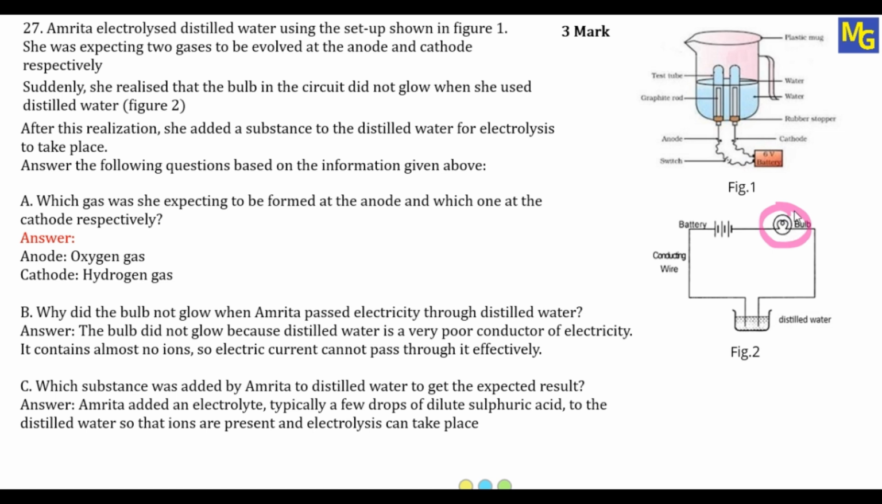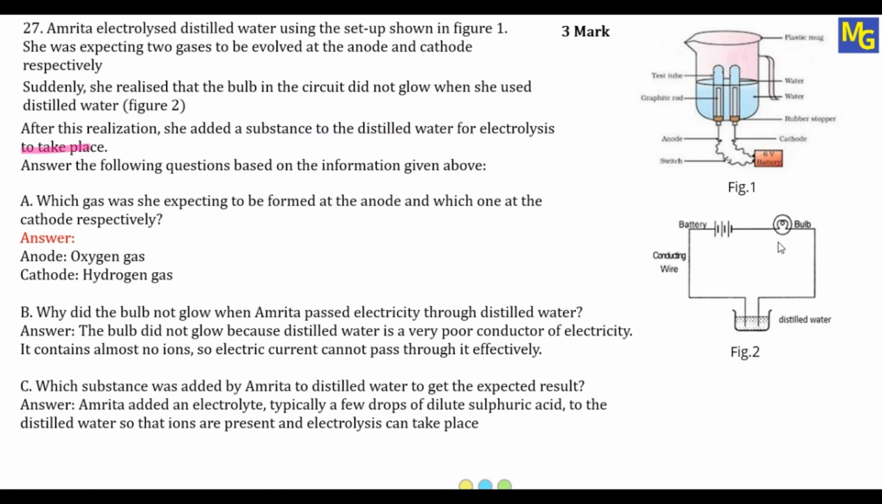If this bulb is not glowing, what is the meaning? Your circuit is not complete. The current is not moving in the circuit. That is the meaning if the bulb is not glowing. And when she started the experiment, she realized the bulb was not glowing. After this realization, she added a substance to the distilled water for electrolysis to take place.